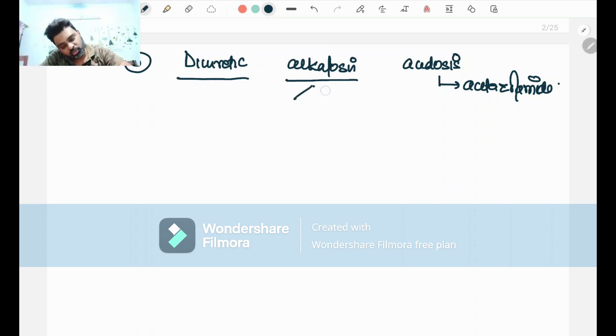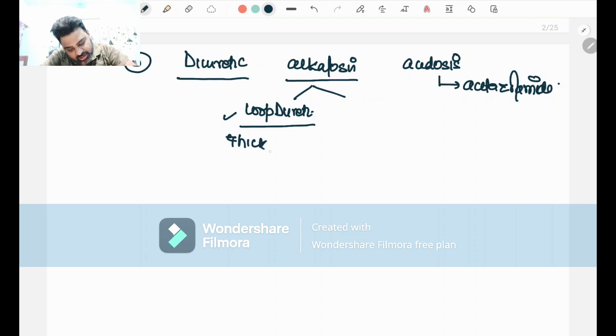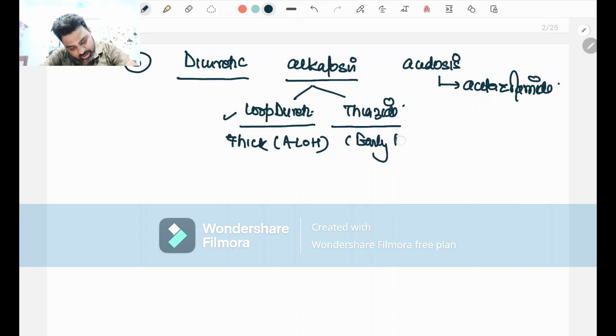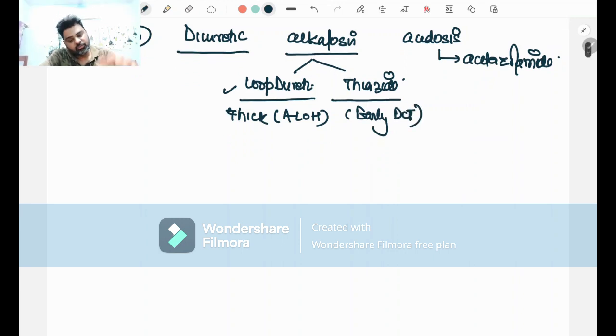For example, we have two types of diuretic. One is the loop diuretic, which acts on the thick ascending loop of Henle, and then we have the thiazide diuretic, which acts in the early part of the DCT. If you want to know on which channel the loop diuretic acts, it blocks the sodium, 2-chloride and potassium channel.